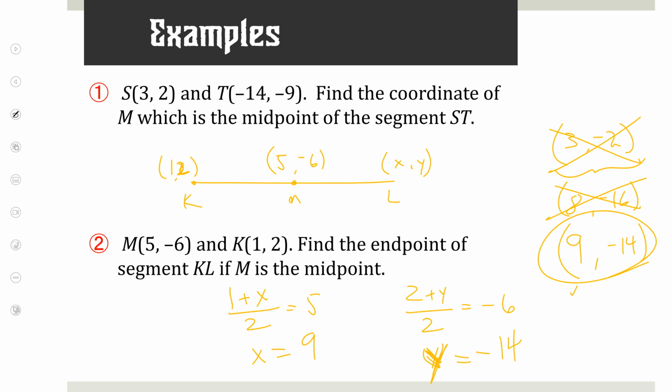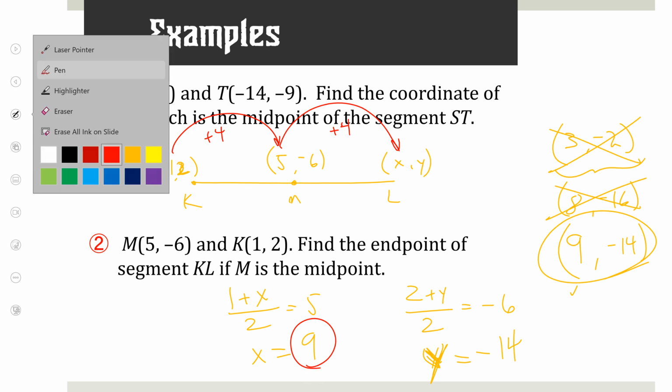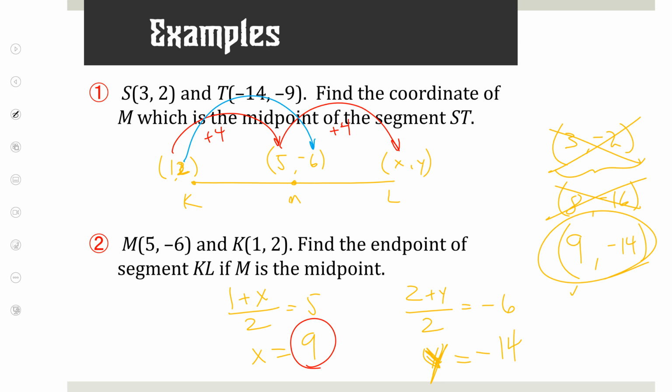Okay. Did you follow that? I'll explain. The question is very simple. What do I do to go from 1 to 5? Add 4. Okay, so then I'm going to duplicate that to get x. What's 5 plus 4? 9. What do I do to go, changing colors because I can, from 2 to negative 6? Minus how much? Minus 8. Negative 6 minus 8. Negative 14.